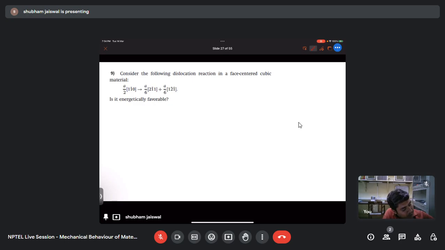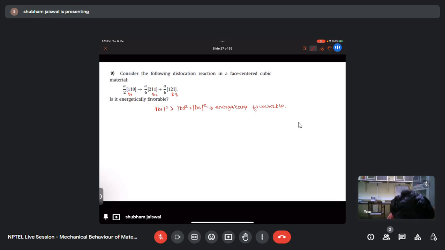So let's say this is our B1, this is B2, this is B3. If B1 square is greater than B2 square plus B3 square, then it is energetically favorable, right?